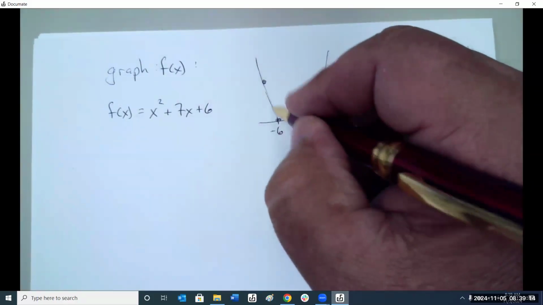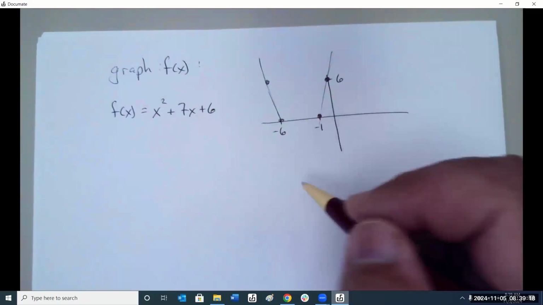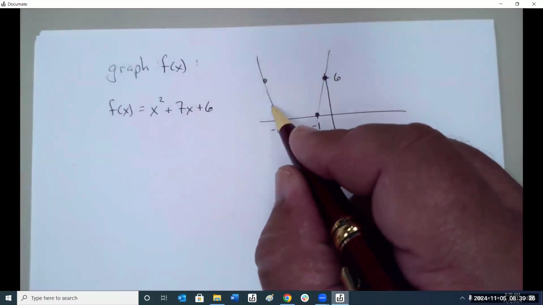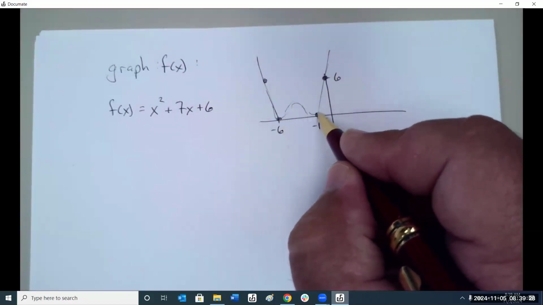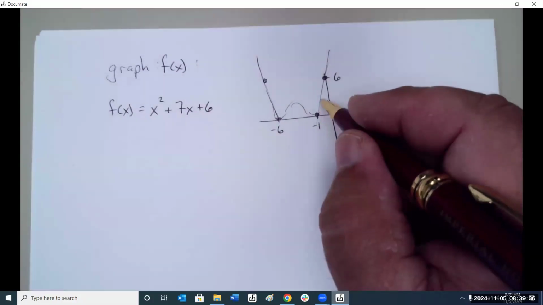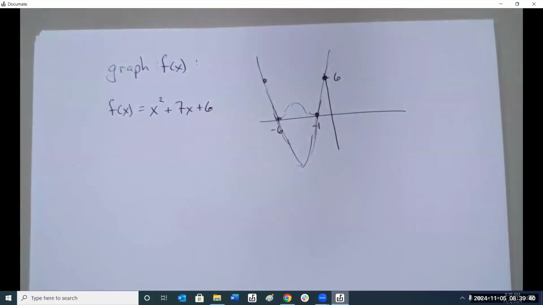The only thing we know by looking at this so far is it looks like this. And we know that there's supposed to be a vertex here somewhere. But we're going to be exposed to some functions where it could look like this. The graph could look something like this. But we know by looking at what we did that it has to do this.